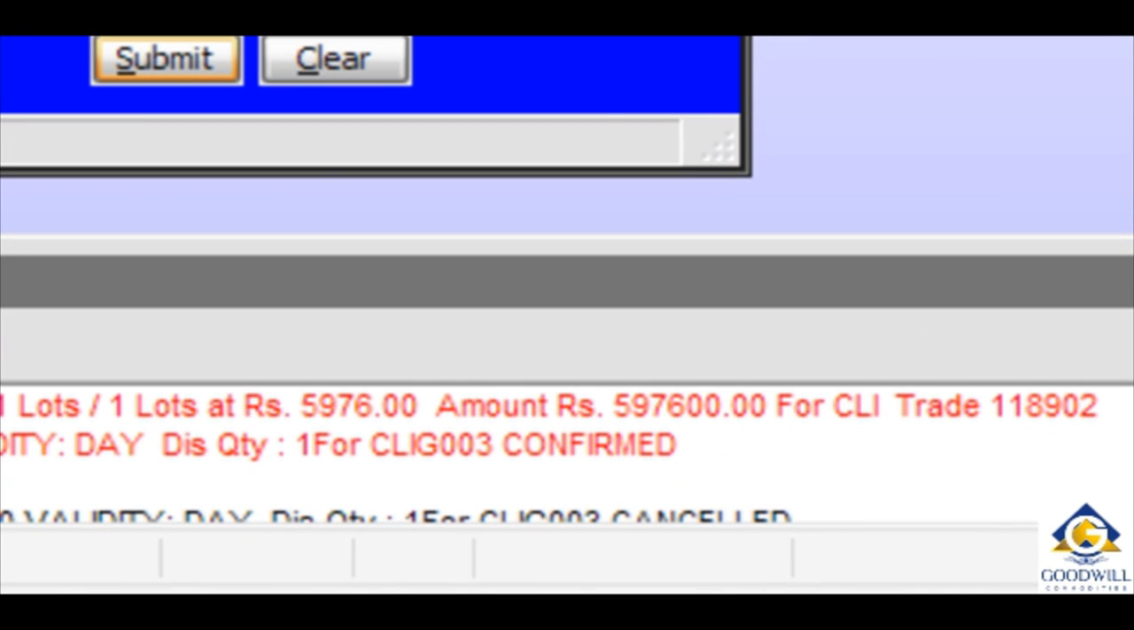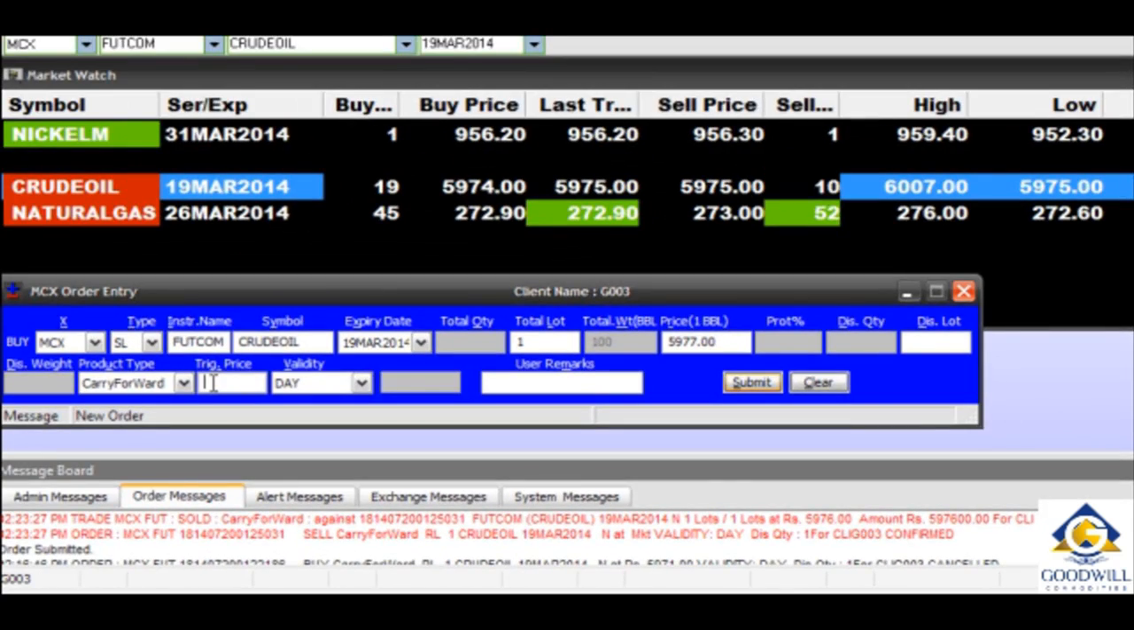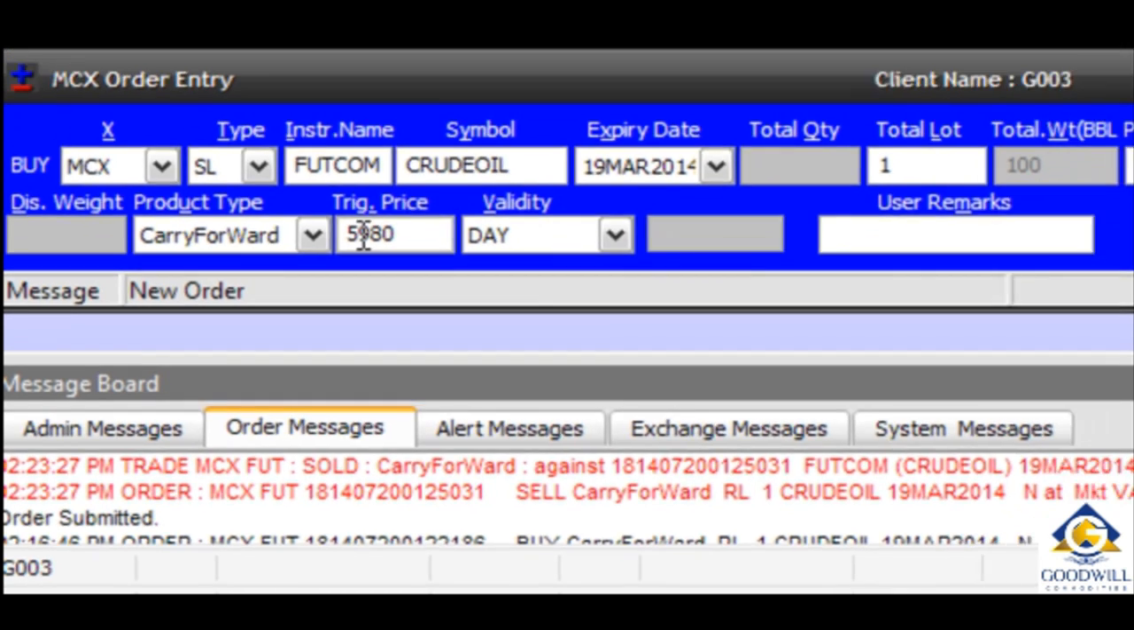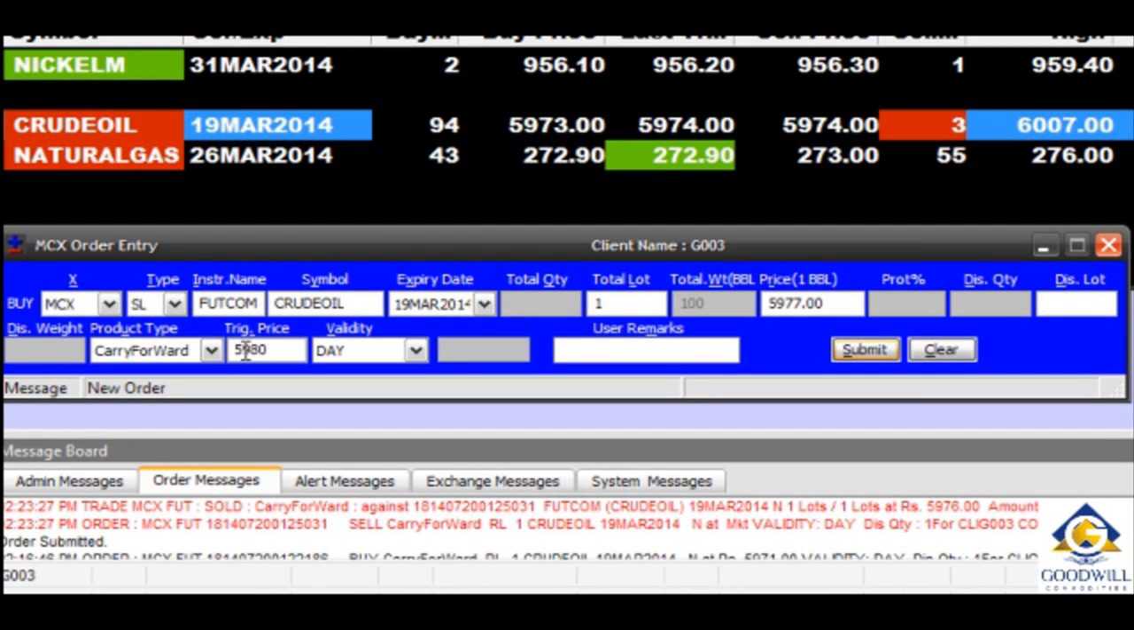So what I'm going to do, since I was sold at 5,976, so I think that till 5,980, so just 4 points I can accept my loss. So I'm fixing my stop loss here. Then in the price area, I'm not going to mention anything. I'm going to leave this as 0.